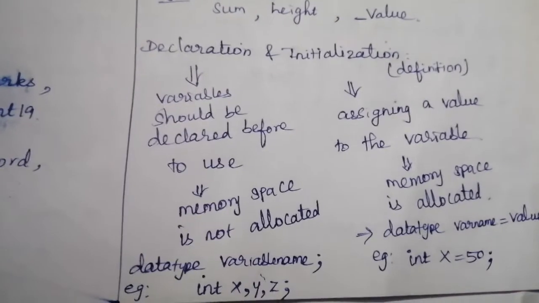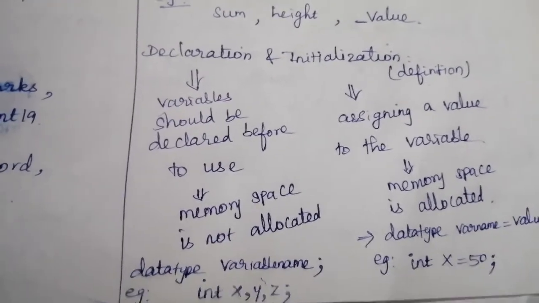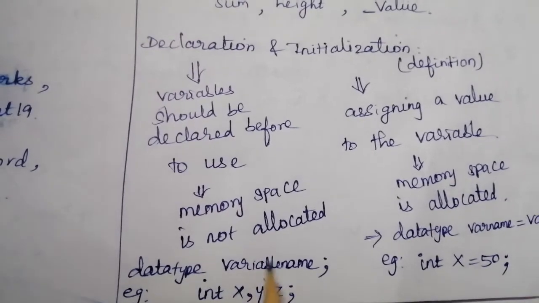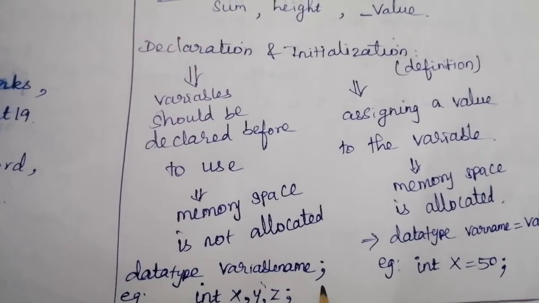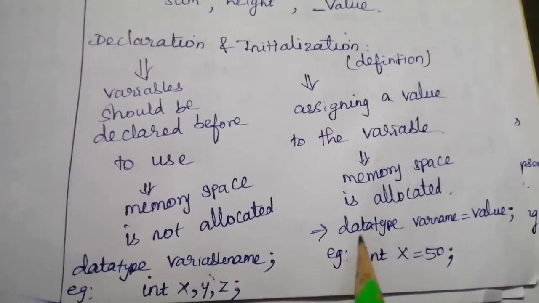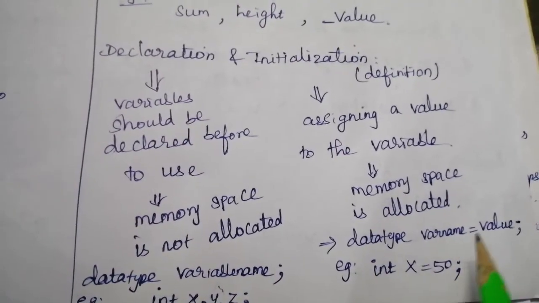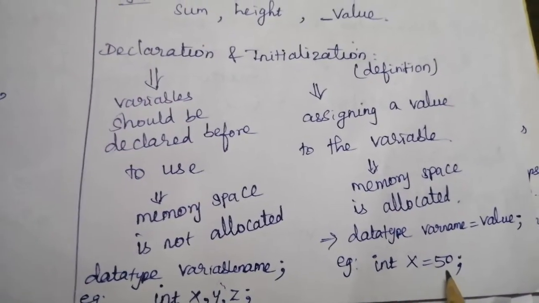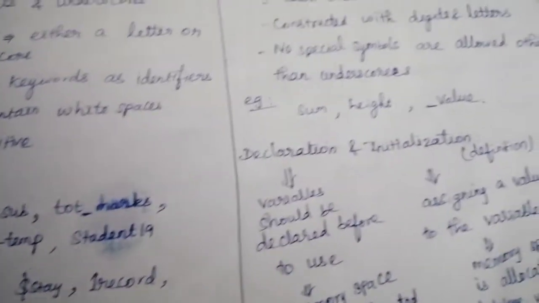So this is the syntax to represent declaration and initialization. Declaration: data type followed by variable name. At the end, it must contain a semicolon. So this is the example. For initialization: data type followed by variable name equal to value, semicolon. int x = 50; So this is about initialization.